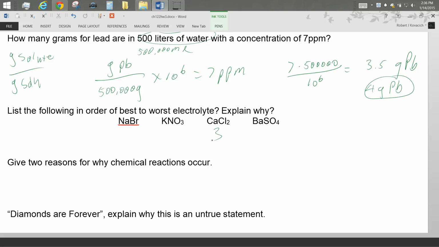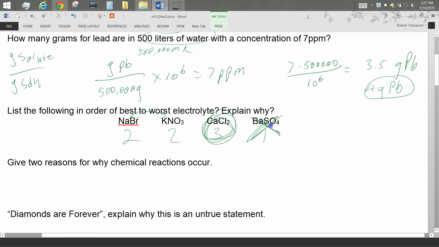I'm sorry, you said the NaBr? Why put the NaBr in? This one and this one both have a +1, -1 charge. So these are both tied for number 2. And then this is not going to dissolve at all, right? So this will be 1. So the best one is going to be this one, and the worst one is going to be this one. And then these 2 are tied for being in the middle.